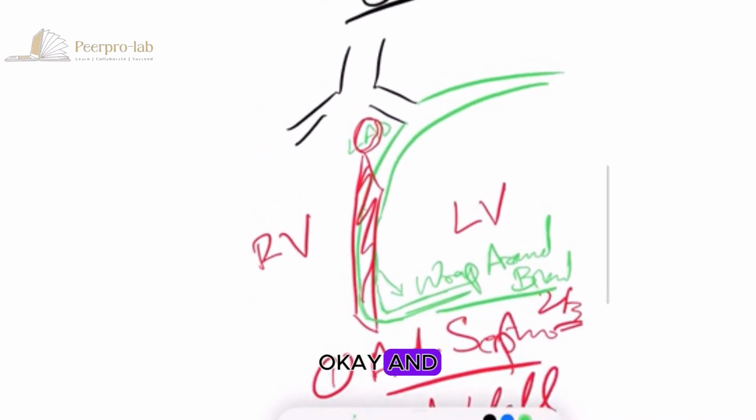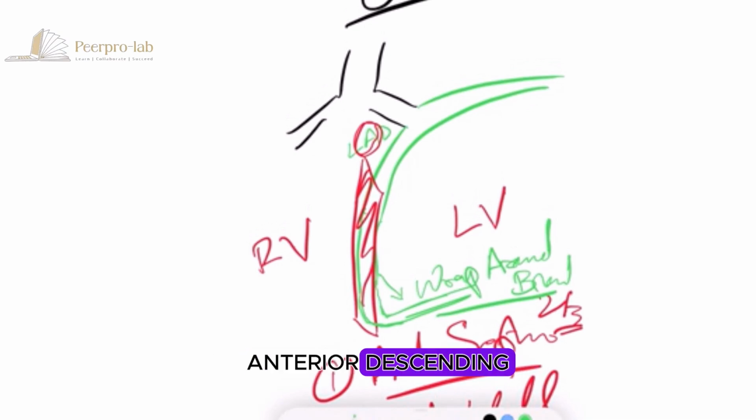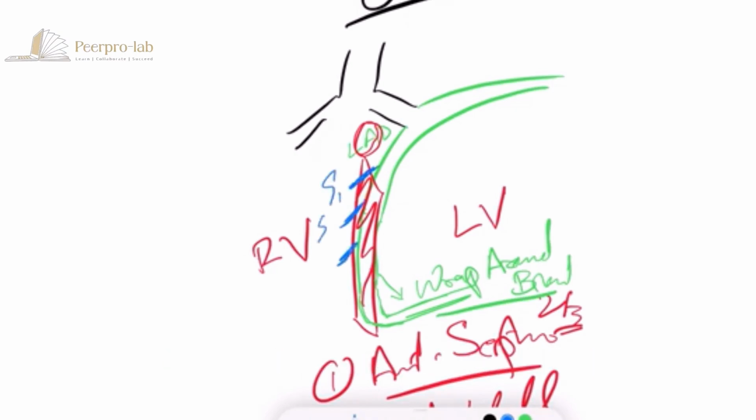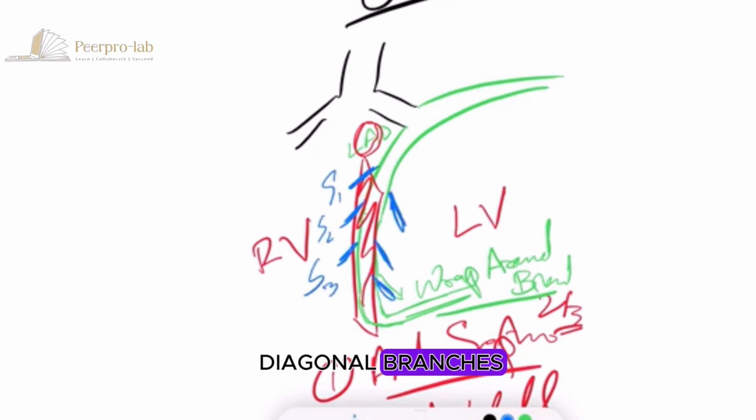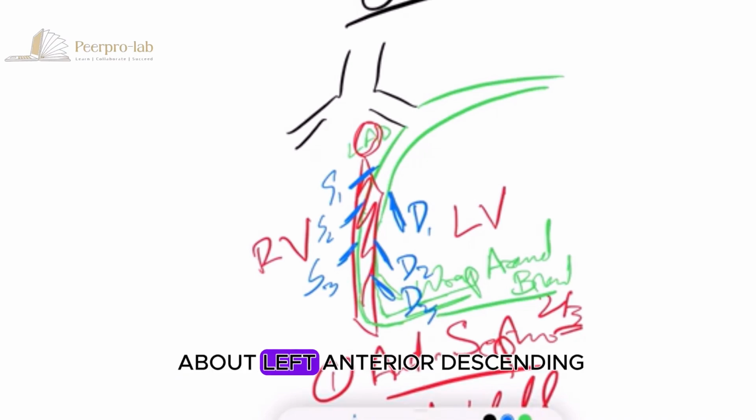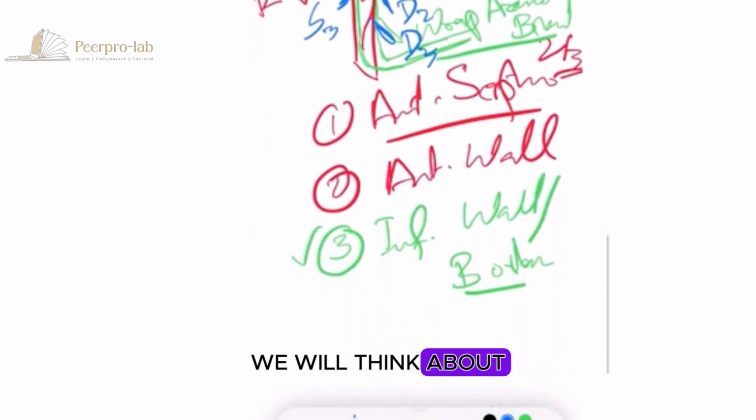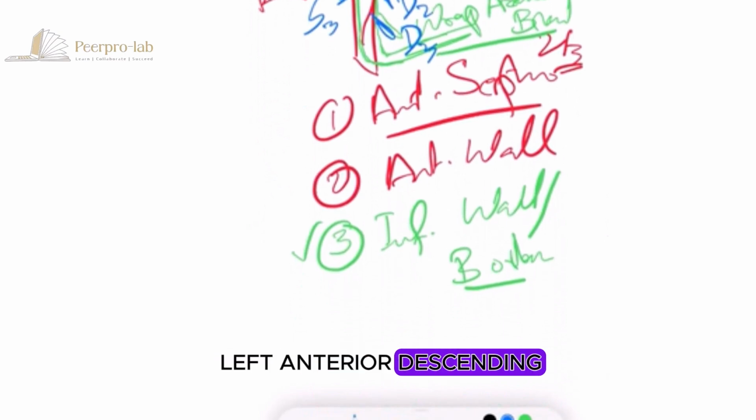Okay, and there are some branches which originate from the left anterior descending. When it comes down, there are some branches here that are called septal branches, which supply the septum, and there are some diagonal branches which supply the anterior wall of the heart. So this is all about the left anterior descending. Whenever there is a problem in the anterior wall, we will think about the left anterior descending.